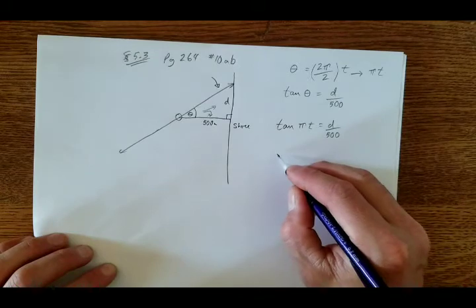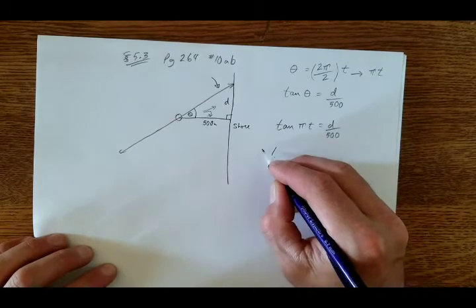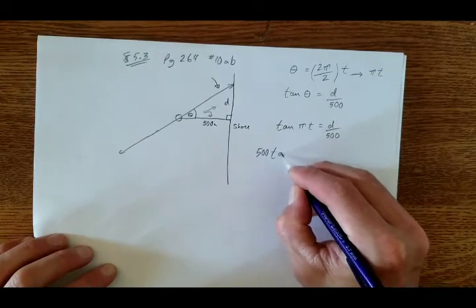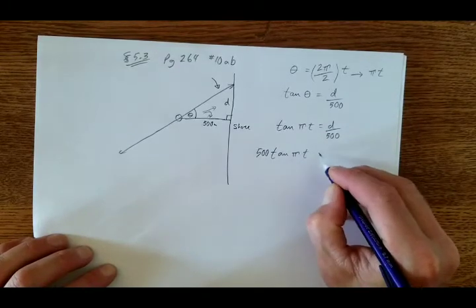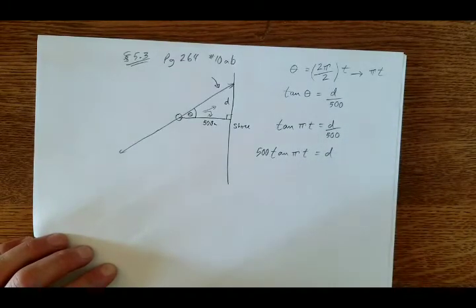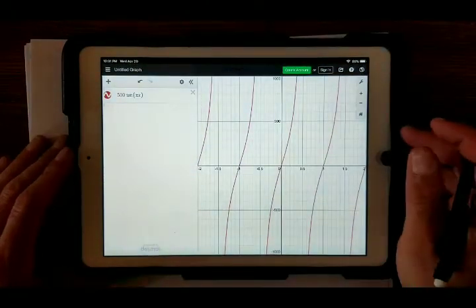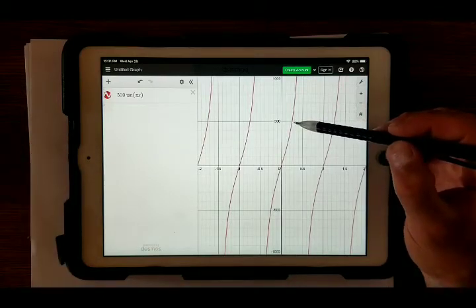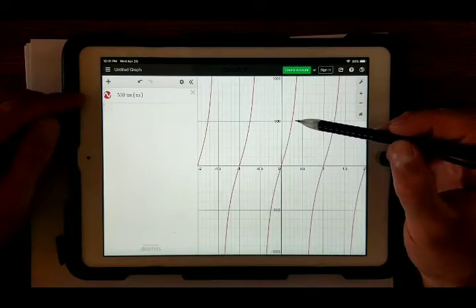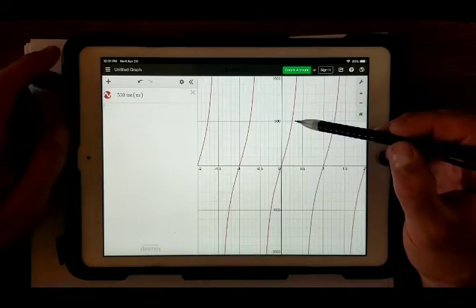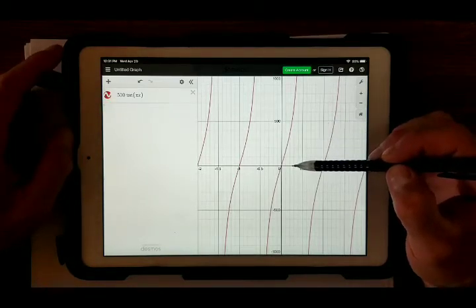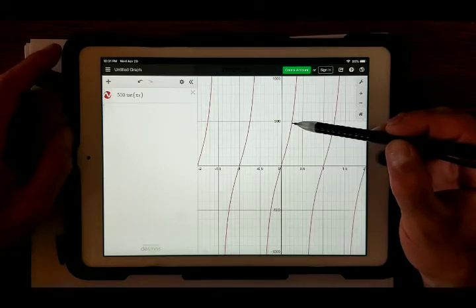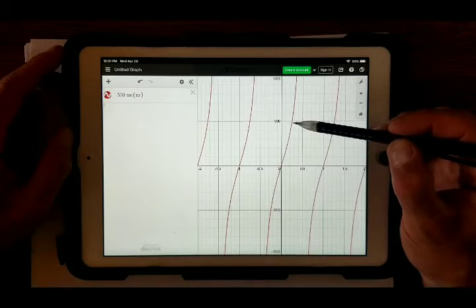And then I can say that 500 times tan pi t equals d. Now, as I was graphing this, I'm just graphing it with technology, but normally right at what would be 45 degrees, tan would be 1. In this case, I essentially have an A value of 500. So at a quarter of a minute, it'll rotate through 45 degrees and be at 500.